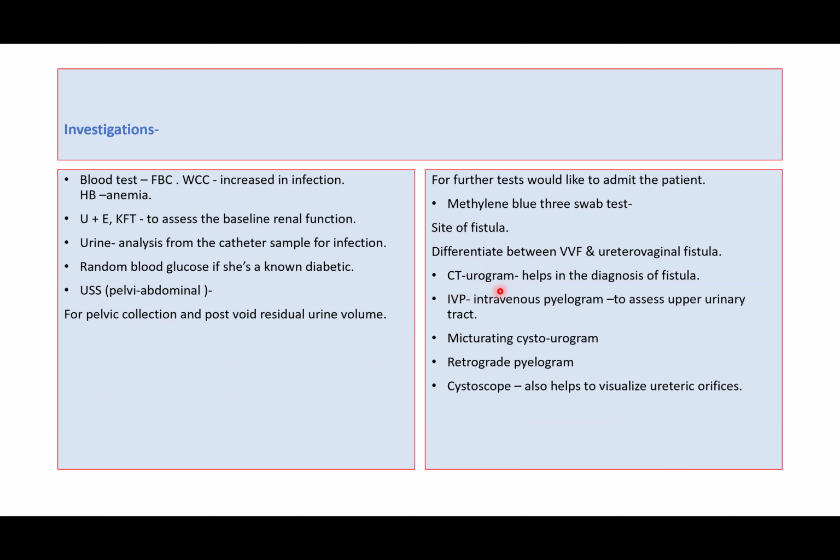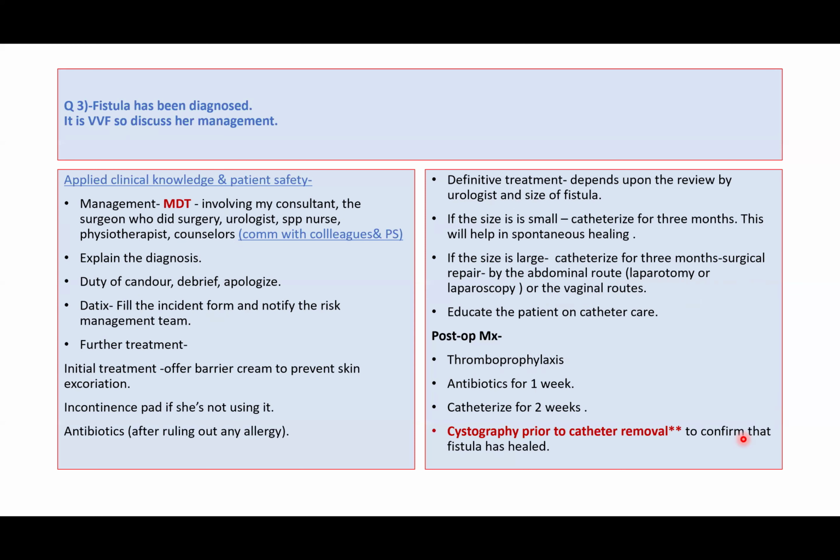Then CT urogram. This will also help in the diagnosis of fistula. Intravenous pyelogram to assess the upper urinary tract, micturating cystourogram, retrograde pyelogram, and cystoscope. This will also help to visualize ureteric orifices. So whatever investigations you are doing, try to justify a few of them, why you will do them and how are they going to help you.